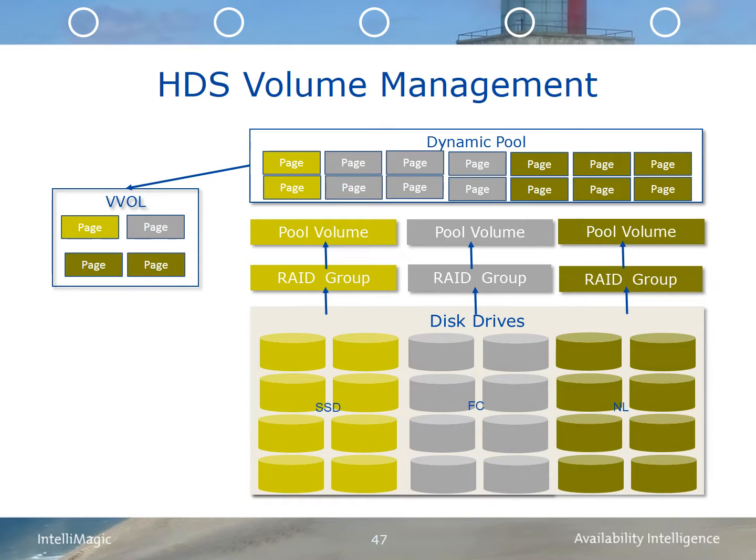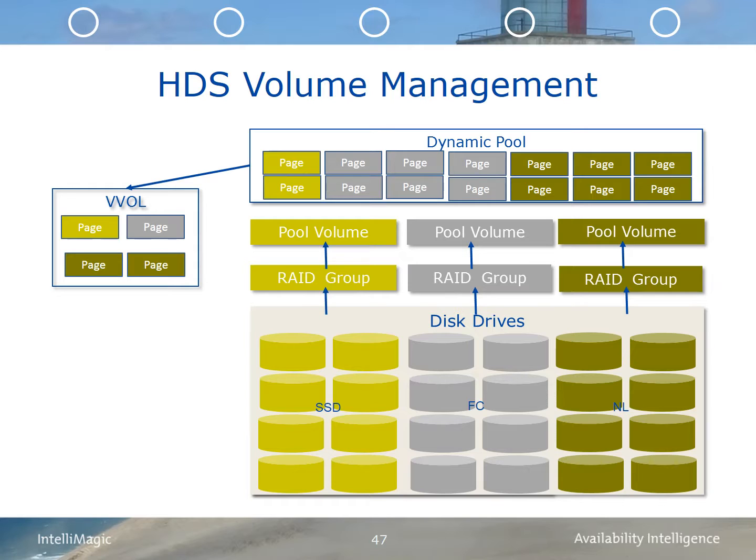Let's talk about HDS Volume Management. So you'll have disk drives of different device types. SSD drives will be formed into SSD RAID groups, fiber channel will be formed into fiber channel RAID groups, and nearline will be formed into nearline RAID groups. And then a special volume will be created. It's called a pool volume.